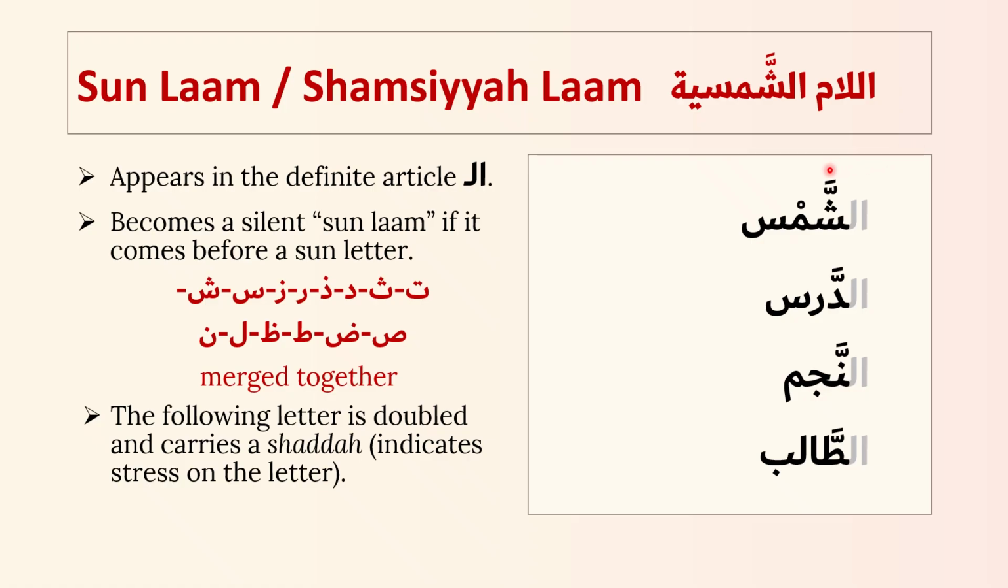Notice that there's also a shadda on the third letter, on the sun letter. Now the shadda is there in these words because there's a slight stress on these letters, the sun letters, but it's also an indicator, a sign that the lam before it is a sun lam, and so always silent. Sun lams are always silent and dropped in pronunciation. Keep that in mind when you're spelling or reading these words.